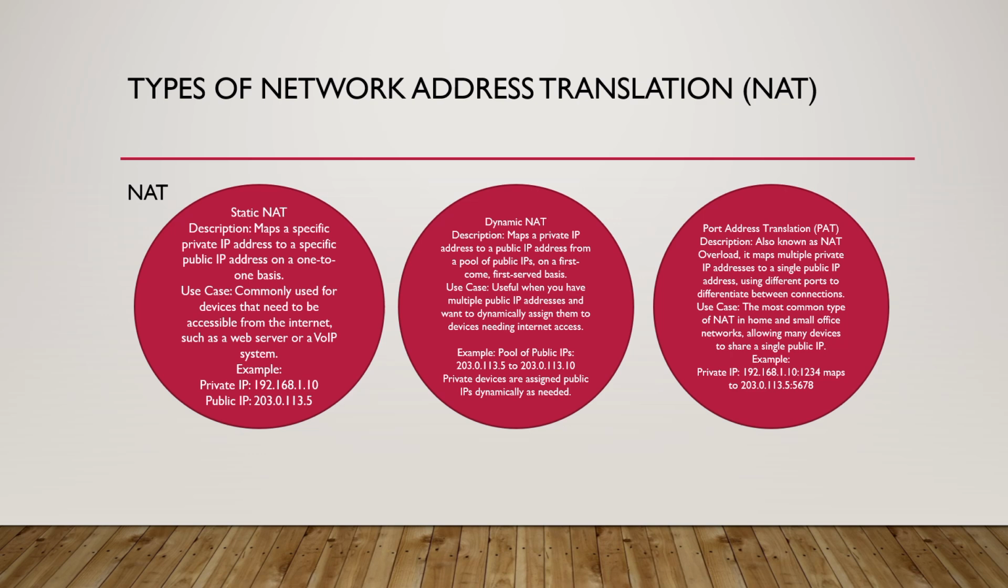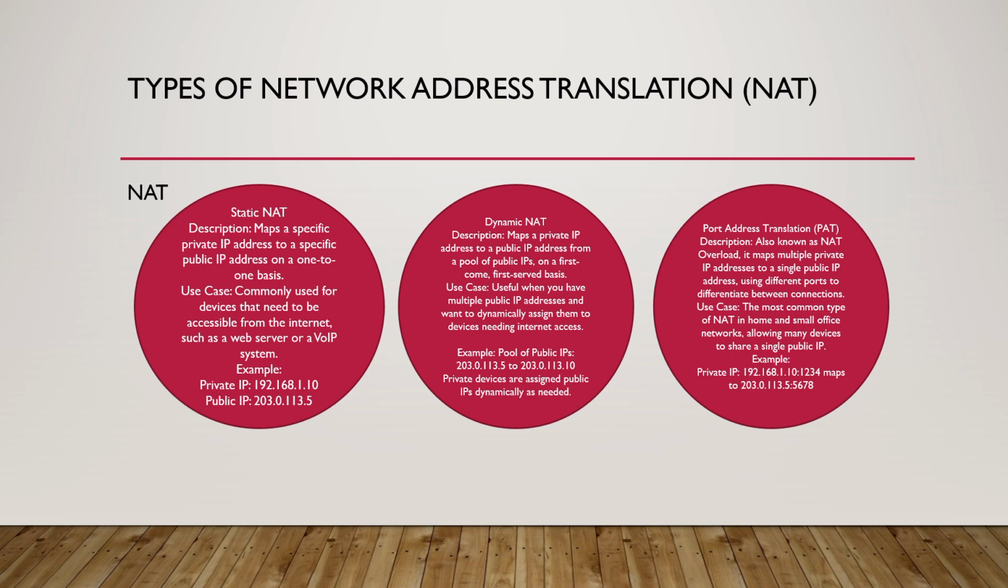Second, dynamic NAT maps a private IP address to a public IP address from a pool of public IPs on a first come, first served basis. The use case of dynamic NAT is useful when you have multiple public IP addresses and want to dynamically assign them to devices needing internet access. In the example of dynamic network address translation, the pool of public IPs is 203.0.113.5 to 203.0.113.10, and private devices are assigned public IPs for internet service dynamically as needed.